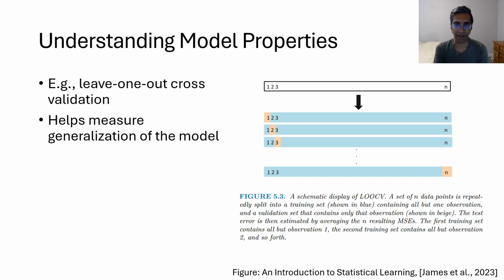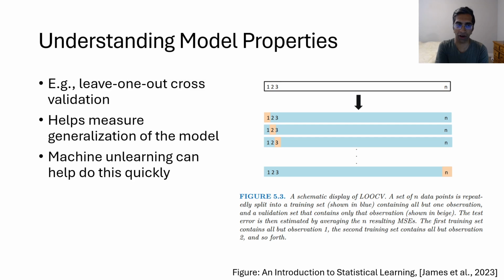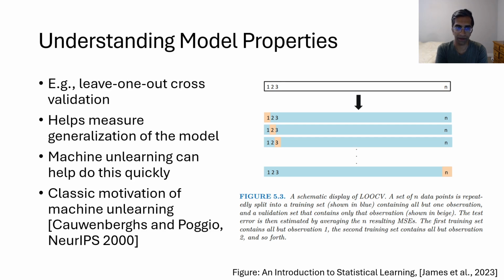But the problem is that this can be expensive. It can naively require you to train n different models on your training data set. And machine unlearning can offer a solution that does it much faster than training n models. Actually, this was one of the first motivations of machine unlearning, from a NeurIPS 2000 paper, far before this modern surge in excitement about machine unlearning.